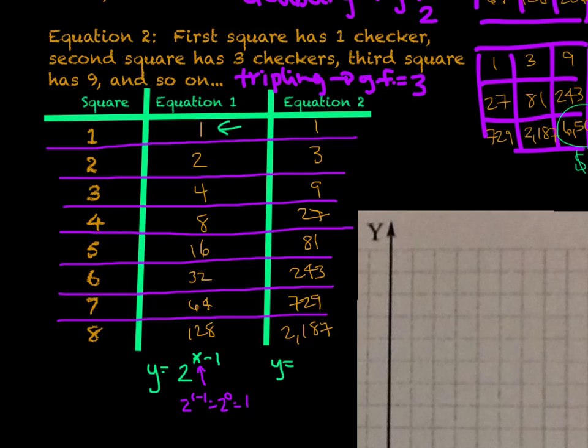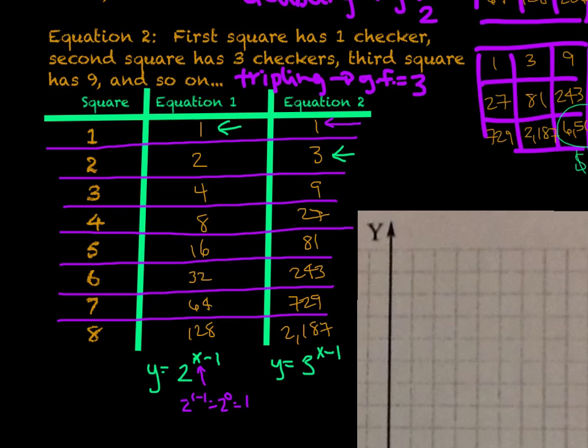So we have this tripling effect. So there's our growth factor of 3. And we have our exponent, which is a variable. And we need to modify that variable so that way we have that 1 showing up in our first square. So we're going to, again, subtract 1 from our exponent.